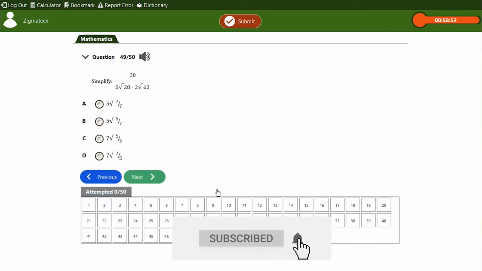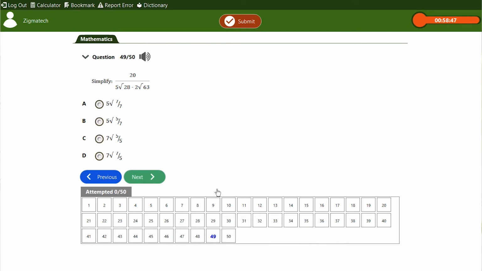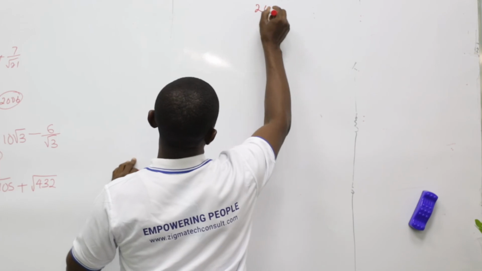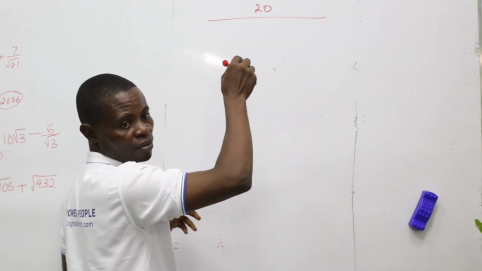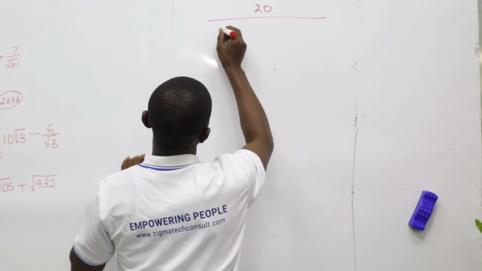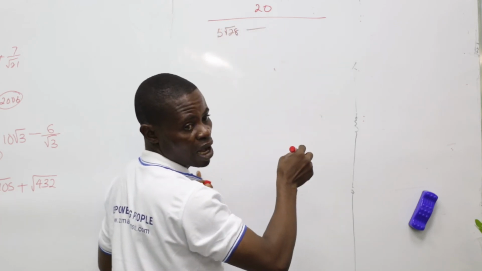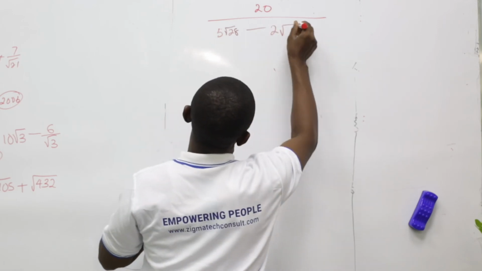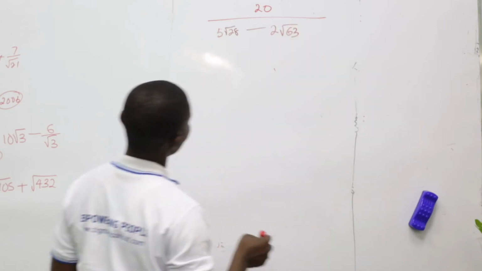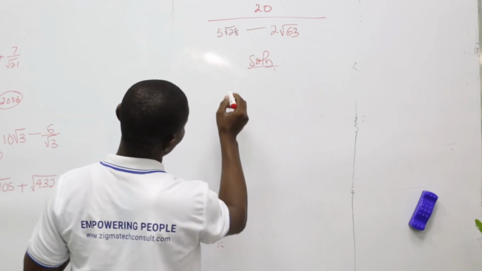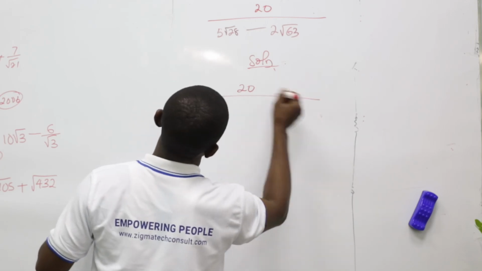Let's take our final question, still on past question using ExamGuide. Now looking at the screen, you can see the question: simplify 20 divided by 5 root 28 minus 2 root 63. Okay, solution. 20 over this. Let's break down this.